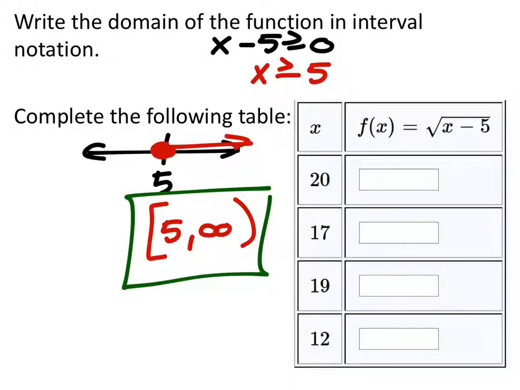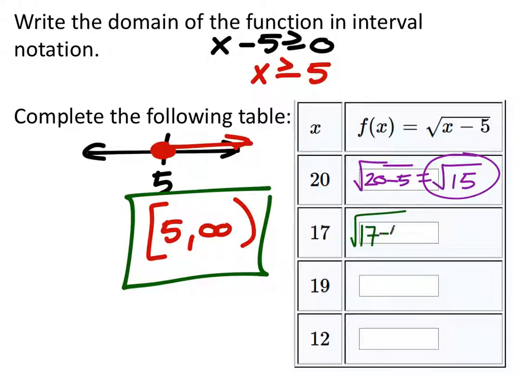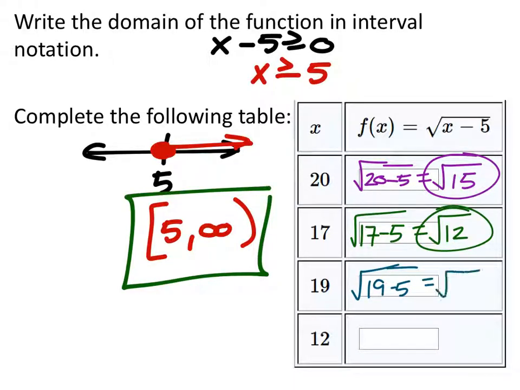So for 20, this is going to be the square root of 20 minus 5, which is the square root of 15. I'm just going to leave it at that, right there. And then 17, square root of 17 minus 5, which is the square root of 12. That can be simplified, but as far as I know, we're not concerned with that right now. Square root of 19 minus 5 is the square root of 14. And then finally the square root of 12 minus 5, which is the square root of 7. Done.